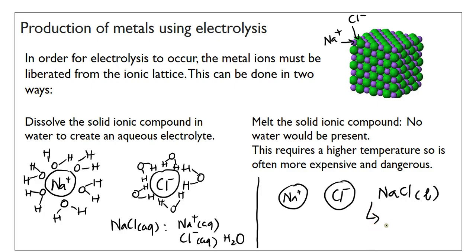And you're going to have to be very careful when you write the state here. It's actually quite hard because I think we're so used to writing aq. But if you write aq when it's actually molten, it's wrong, and I can guarantee you it will be marked wrong and you get penalized for it. So Na plus and Cl minus liquid.